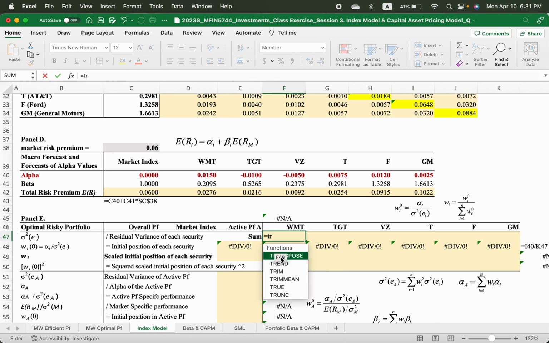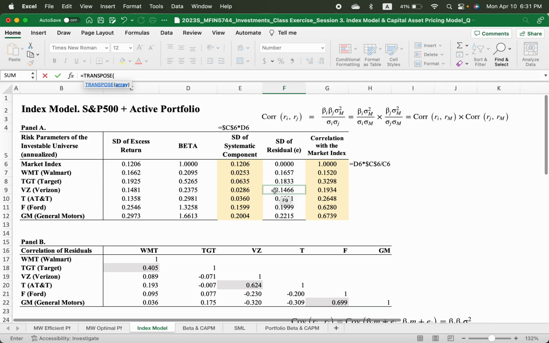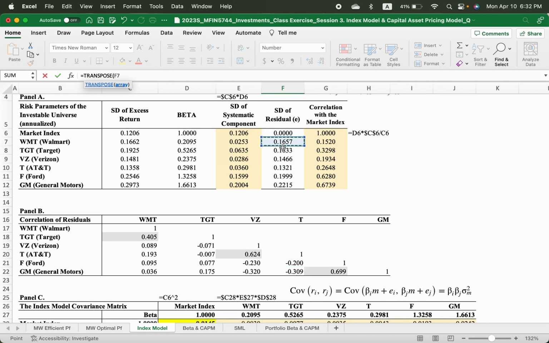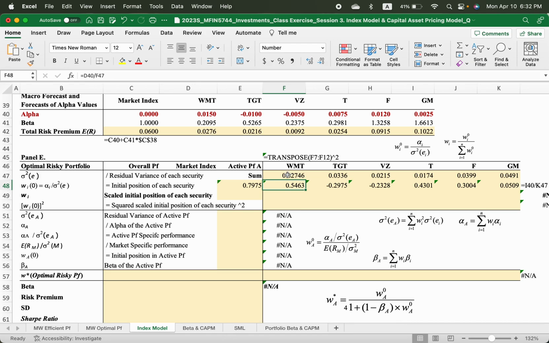So transpose of the error part, right? The residual, the standard deviation and residual part. So we need to include this and then to the power of 2. So now we calculate. Again, please remember, when you calculate this, the residual part is not the standard deviation of excess return. This part is the residual variance of each security. So once we got it, the rest of them are the same.